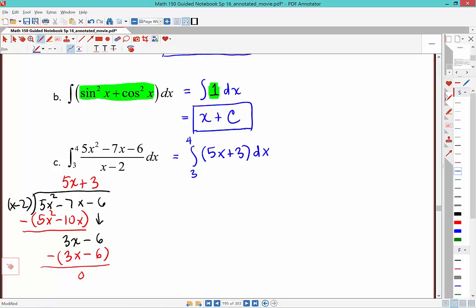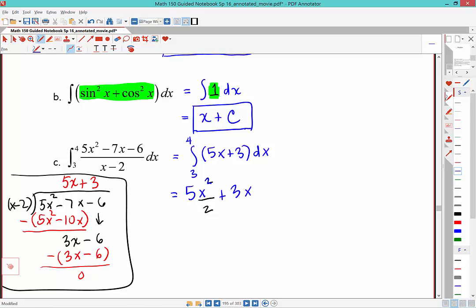So this is all our side work over here. And now we will get, using our power rule, remember, 5x squared over 2, right? And then plus 3x. And then, do we need the plus c? No, because we are integrating a definite integral. So we're going to go from 3 to 4.